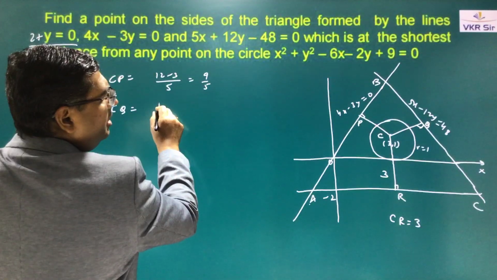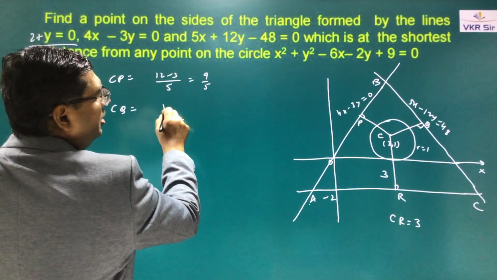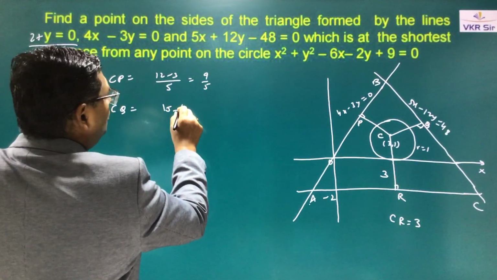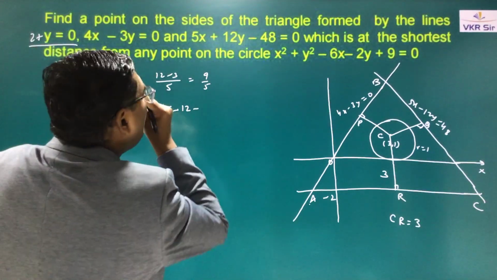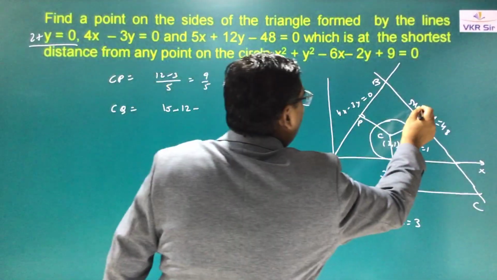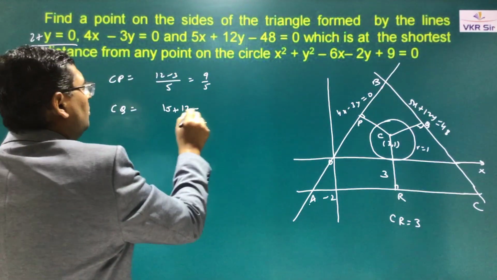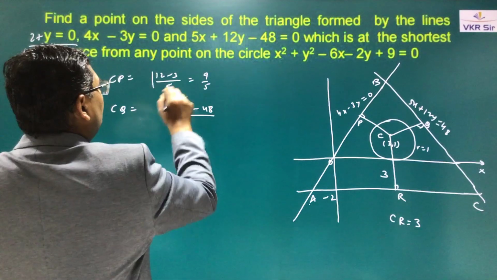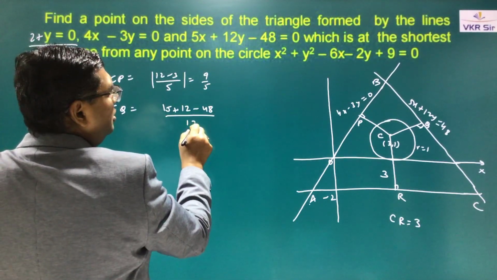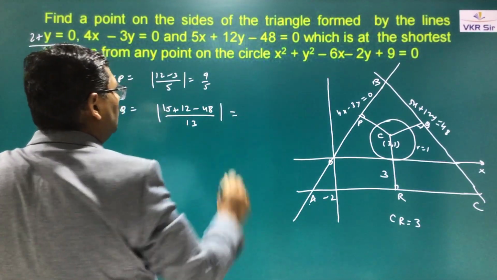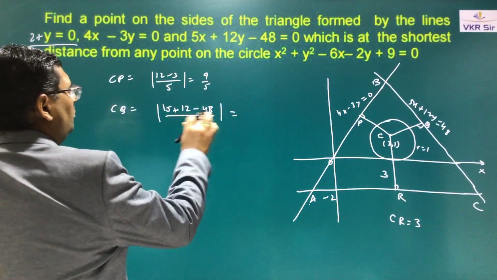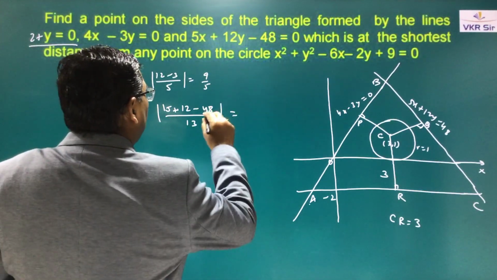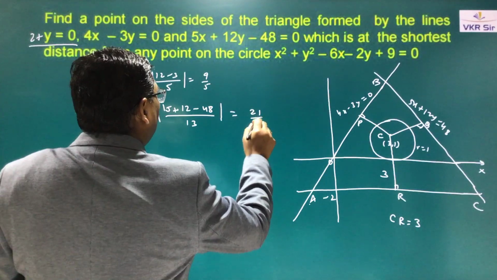We'll place 3, 1 there. So 15 minus 12. No, this was 15 plus 12, I think. So 15 plus 12 minus 48 divided by, we generally use mod here, 13 mod. So how much is this distance? 27 we have to subtract. So this is 21 by 13.